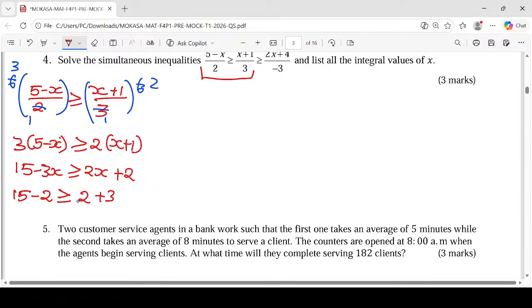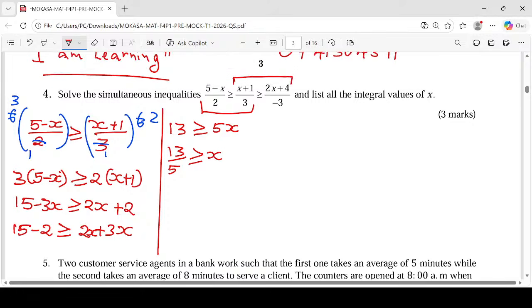What have I done? 2x plus 3x. Yes, that is how you should have written that. Then we make progress. 15 minus 2, that is going to be 13, which is less than or equal to 5x, because 2x plus 3x is 5x. That means when you divide through by 5, you get 13 over 5 being less than or equal to x now.